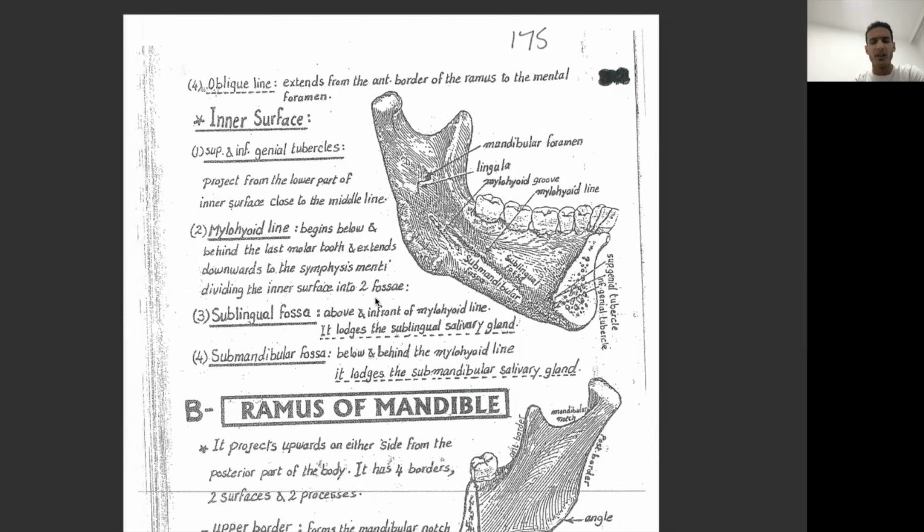Now we're looking at the inside structure of the mandible, the inner surface. We have also mentioned the oblique line externally, but the inner surface contains the superior and inferior genial tubercles, and they're found here. That's just the dissection of the mandible from this region. If we cut it like that and look at the interior surface, we have the mylohyoid line, which is found right here. You have the sublingual fossa and the submandibular fossa. So two fossas and one line between them.